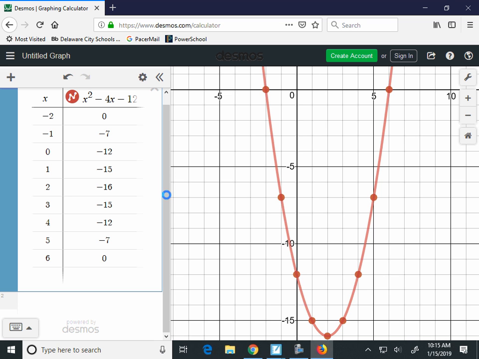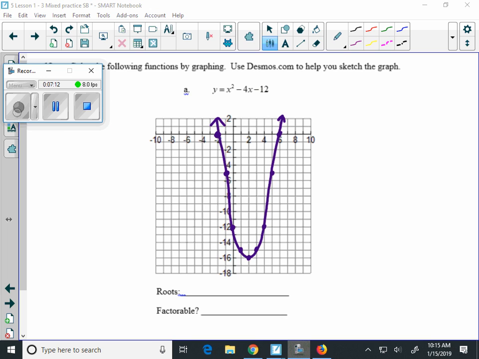So I want you to pause the video. I want you to use the table to help you plot the points. All right, and there's my parabola. You should have the same parabola on your graph.